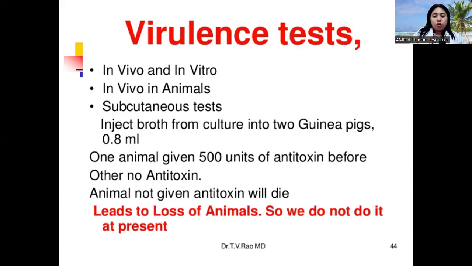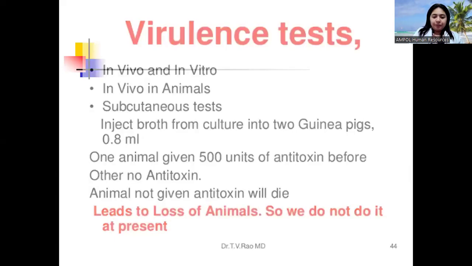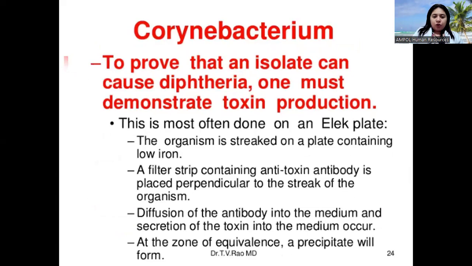So kung gusto ka mag-try, test of virulence, we can do this one. So kung in vivo, we can use guinea pigs. Ang isa ka guinea pig butangan og antitoxin daan before i-inoculatan og diphtheria. Okay? And katong isa walay antitoxin and inoculate dayon. So of course ang mamatay katong walay antitoxin. To prove that an isolate can cause diphtheria, one must demonstrate toxin production.